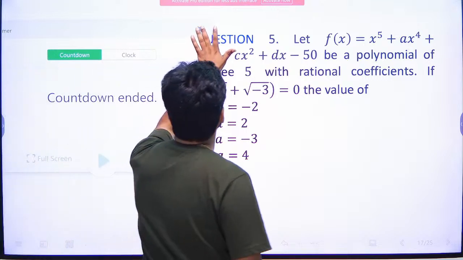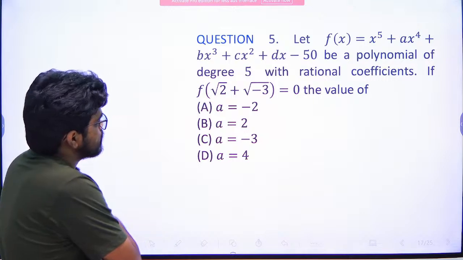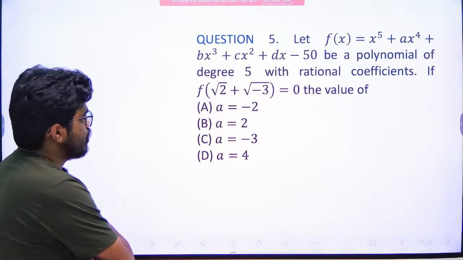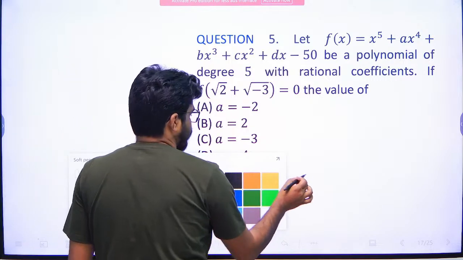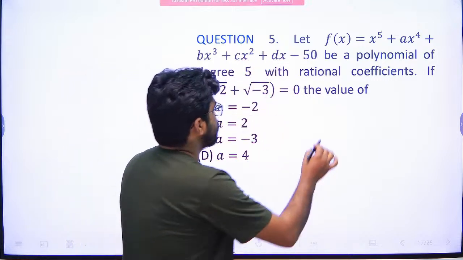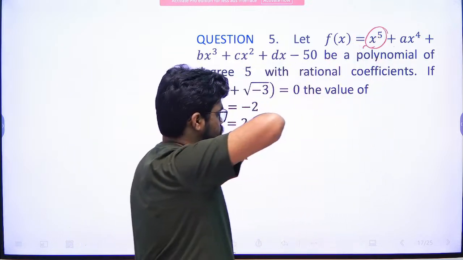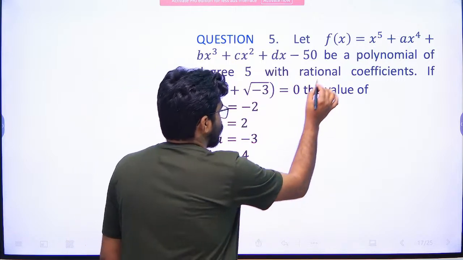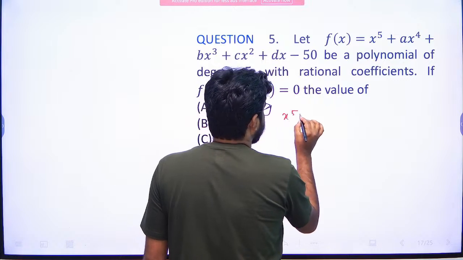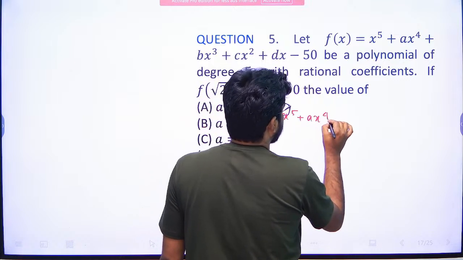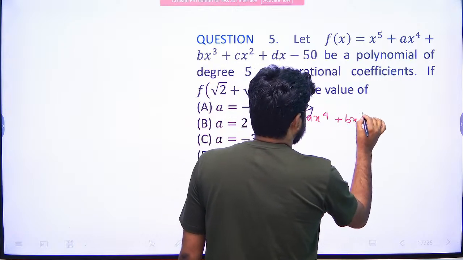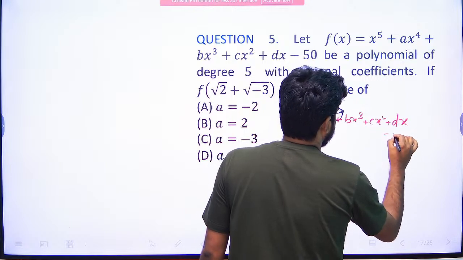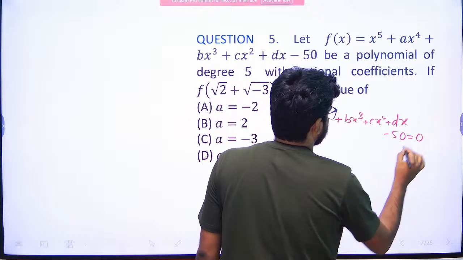ওকে, সো দেখো এখানে প্রবলেমটা কি দিয়েছি, f(x) is a polynomial of degree 5, right? So it has 5 roots, with rational coefficients. So what is the equation here? That is x to the power 5 plus ax to the power 4 plus bx cube plus cx square plus dx minus 50 is equal to 0.